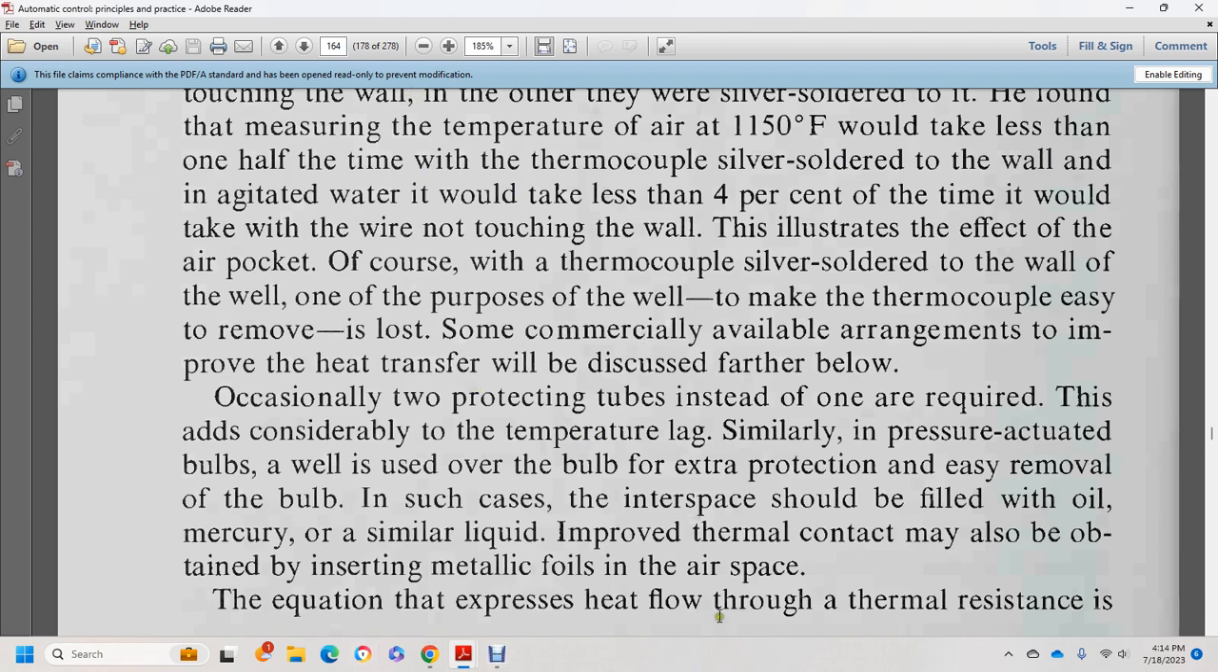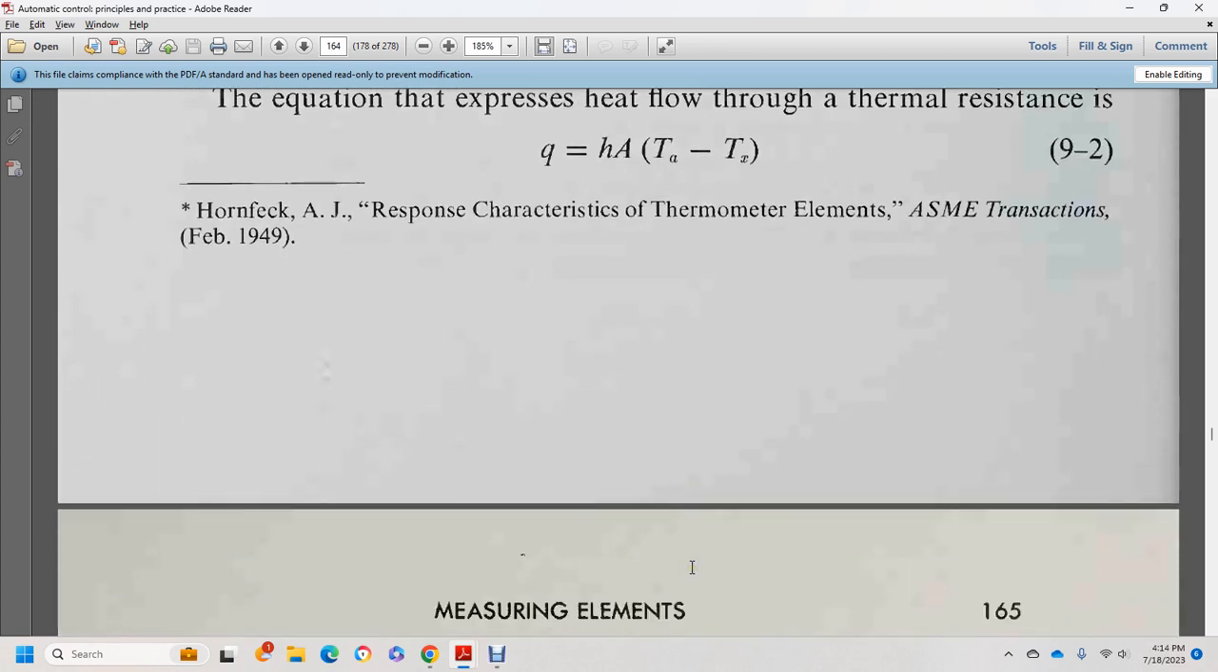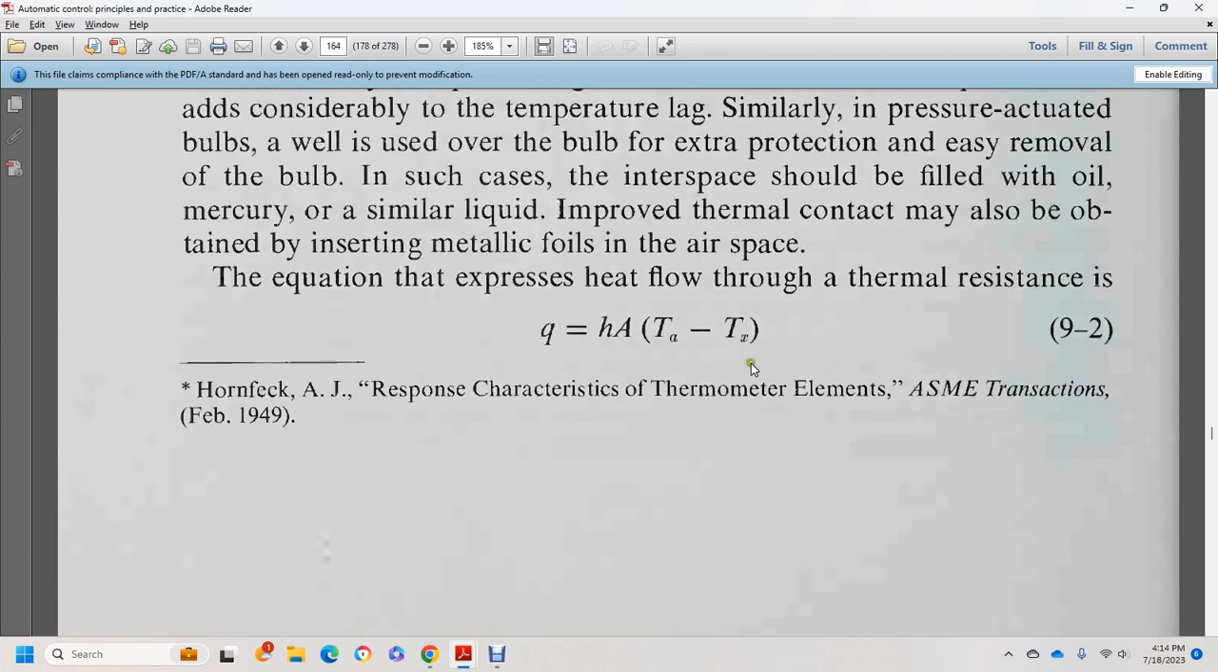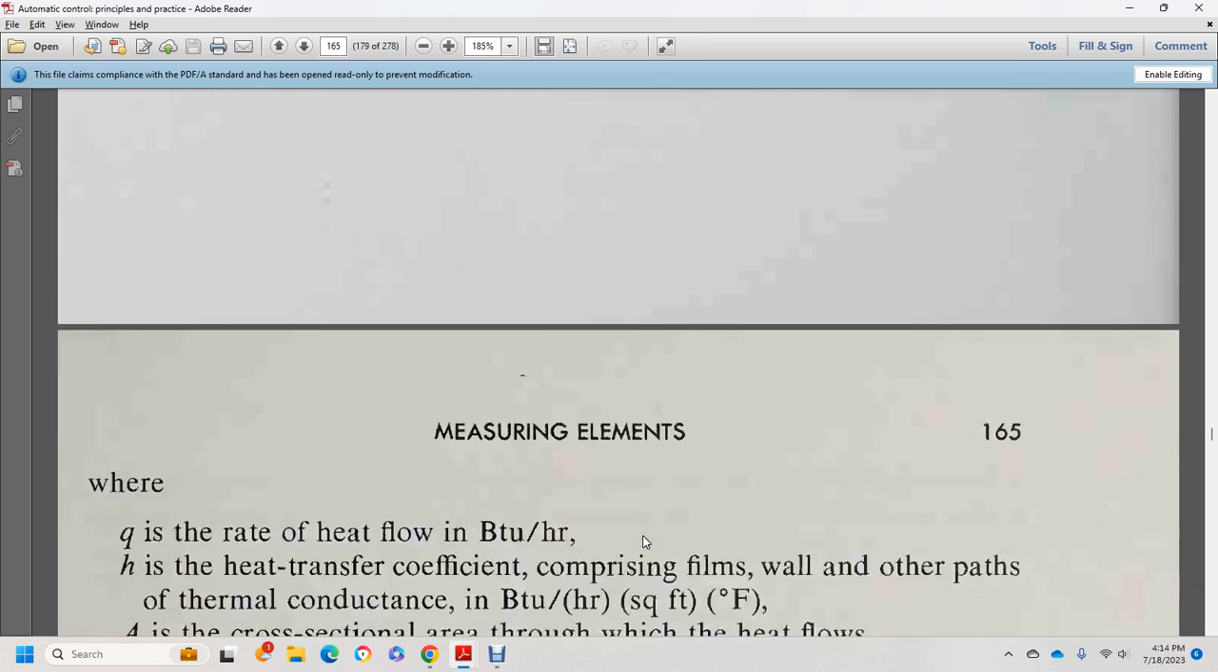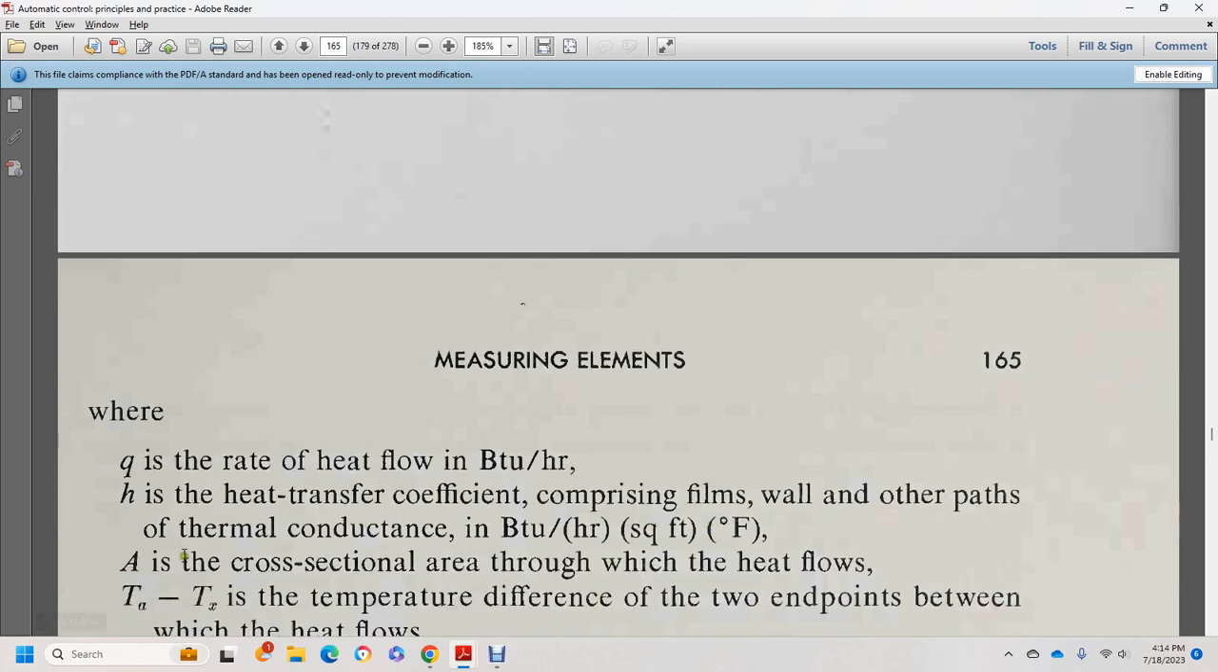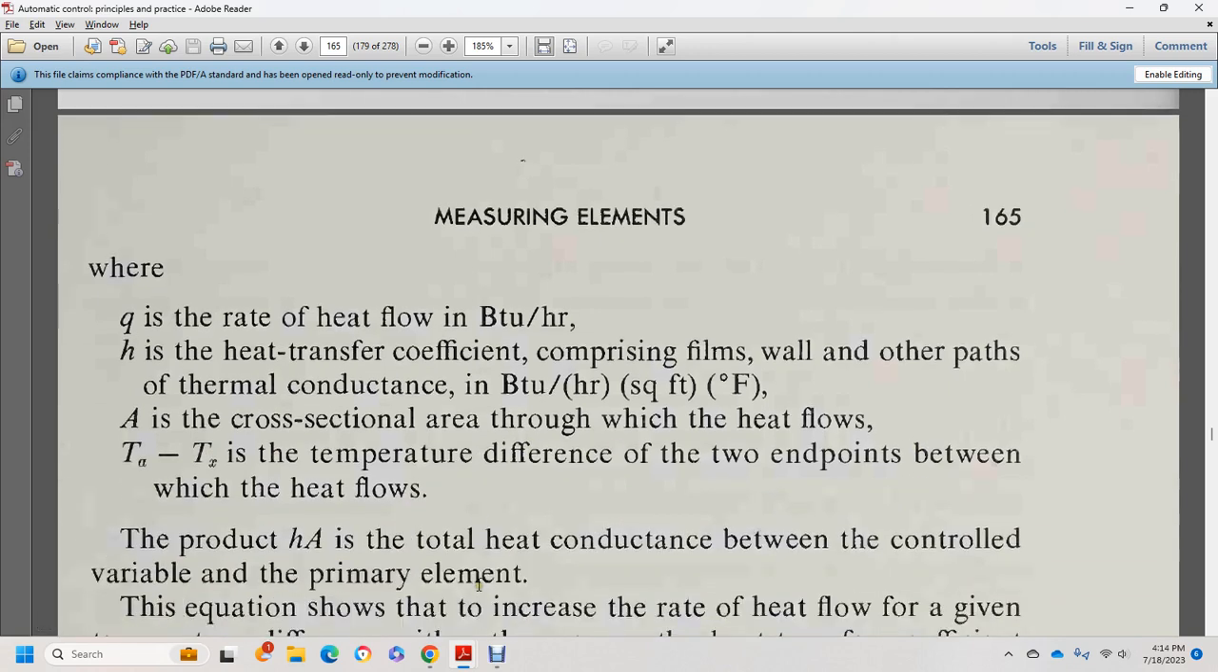The equation expressing heat flow in terms of thermal resistance is Q equals H times A times (TA minus TX). Q is the rate of heat flow in BTU per hour. H is the heat transfer coefficient, comprising the films, the walls and other parts of the thermal conductance, in BTU per hour per square foot per degree Fahrenheit. A is the cross-sectional area of the heat flow path, and TA minus TX is the temperature difference between the two endpoints of the heat flow.